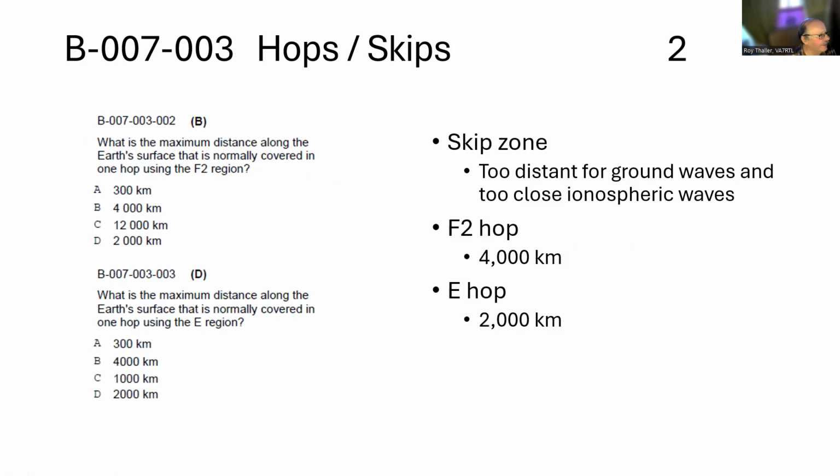What is the maximum distance along the Earth's surface that is normally covered by one hop using the F2 region? So that would be 4,000 kilometers. So B is the correct answer. What is the maximum distance along the Earth's surface that normally is covered in one hop using the E region? So if the hop is at the E region, the answer would be D. So 2,000 kilometers. And because E is lower than F, it has to be less in distance. So 2,000 is the correct answer.